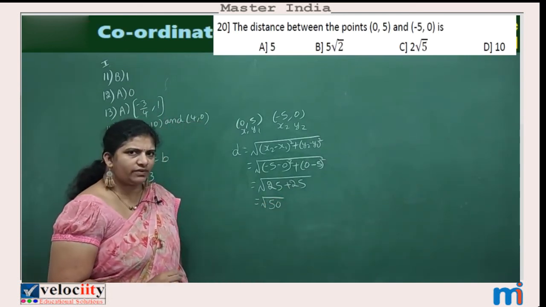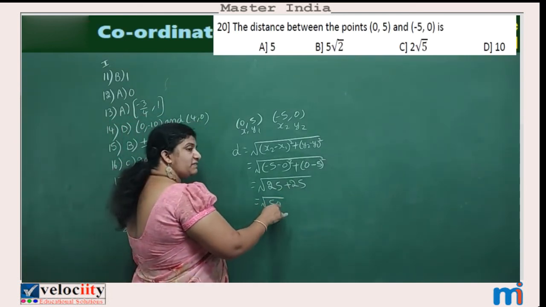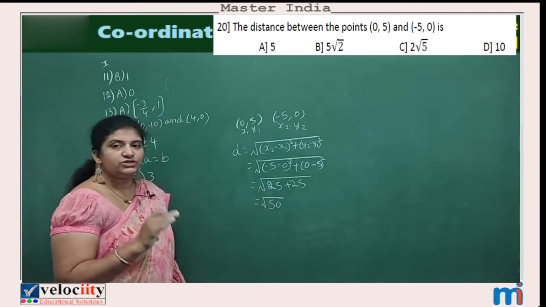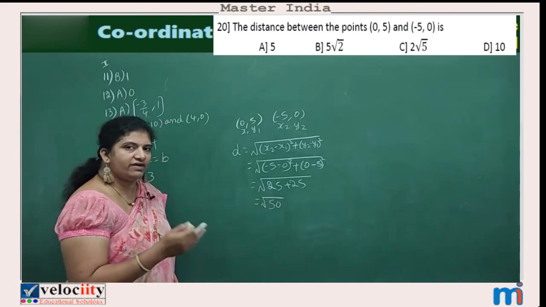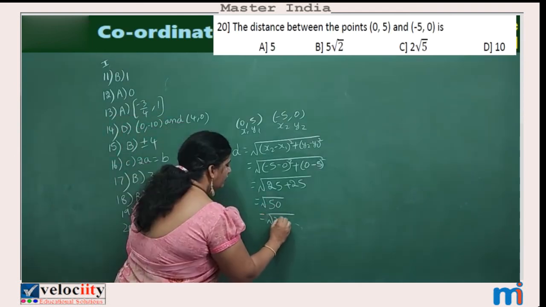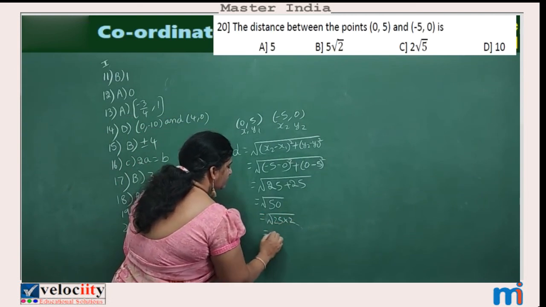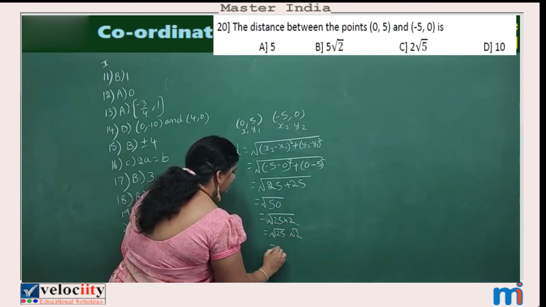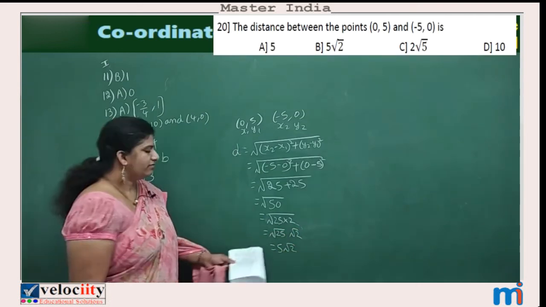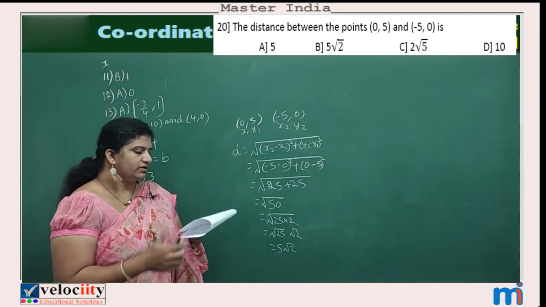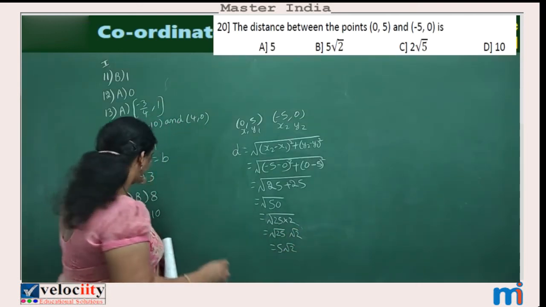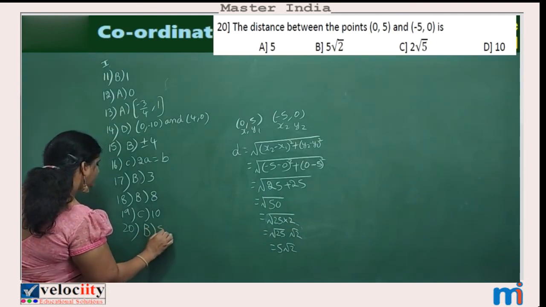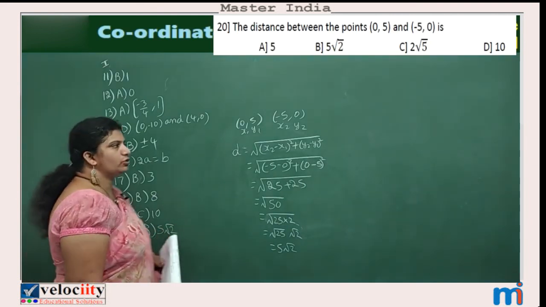Is 50 a perfect square? No. But we can split this 50 as 25 twos. 25 is a perfect square. Square root of 25 into 2. Split the roots: root 25 into root 2. Root 25 value is 5, so 5 root 2. 5 root 2 units. Where is your answer? Option B, 5 root 2 units.